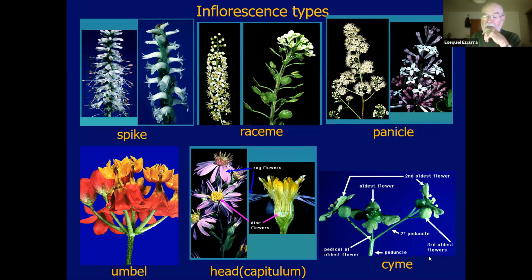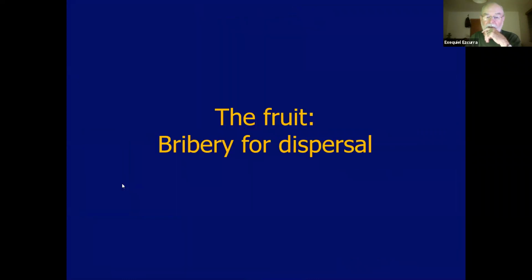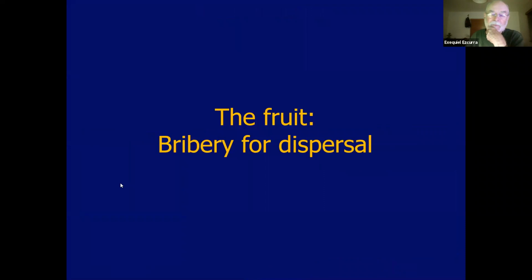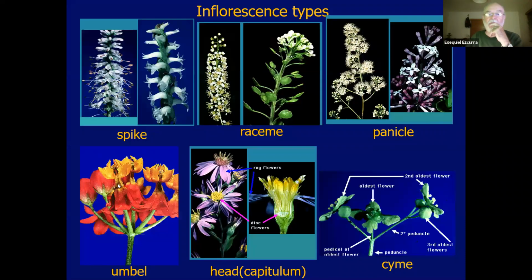And then here you have a cyme in which you see the stem that produces an old flower, and then it produces the second oldest flower, and then it produces the third oldest flower, so on and so forth. So it starts ripening from the center. Compare this to the umbel. In the umbel, the youngest flowers are in the center, and the ripe flowers are on the edge. So basically, that is all you need to know about inflorescences.